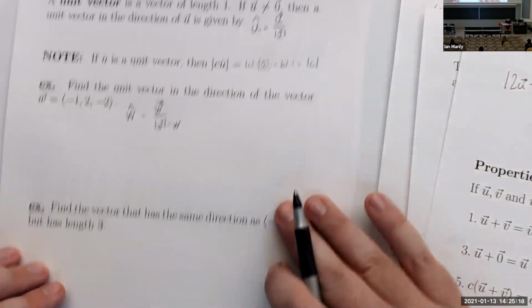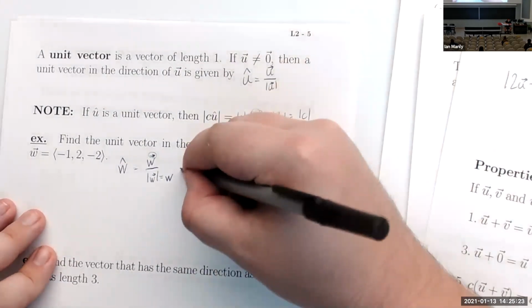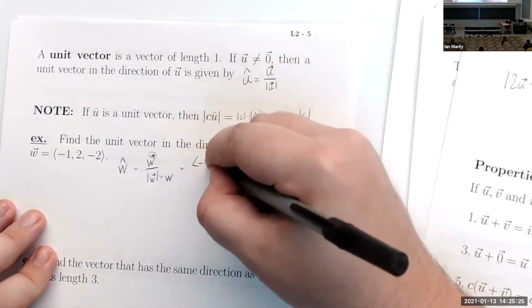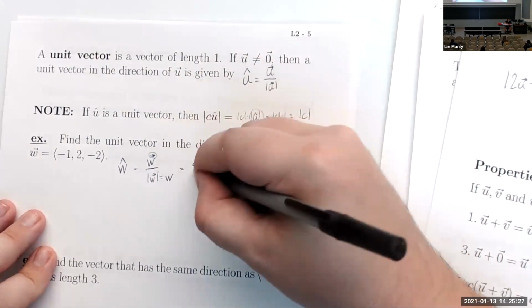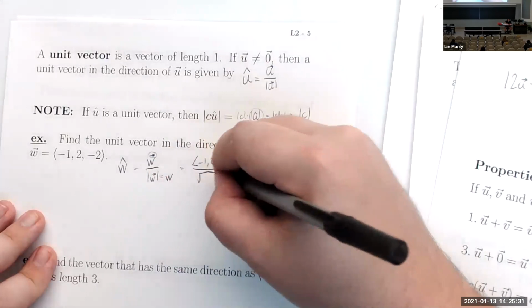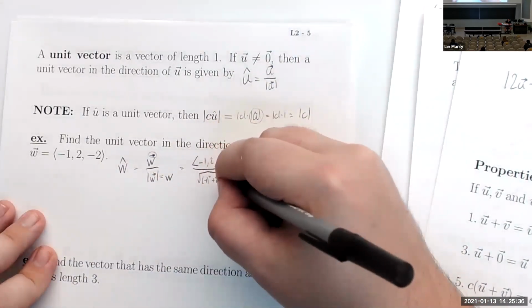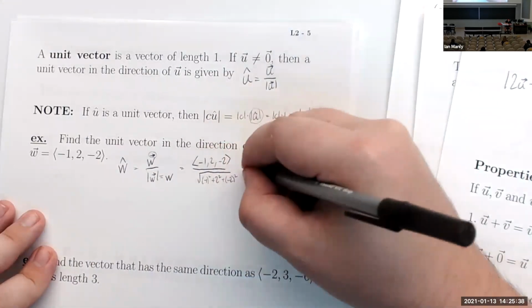Can I go back for a second? Yeah, I can go back up here. All right, anyways. So our vector in this case was -1, 2, -2. And then let's do our magnitude down here. So the magnitude of w is the square root of -1 squared plus 2 squared plus -2 squared.